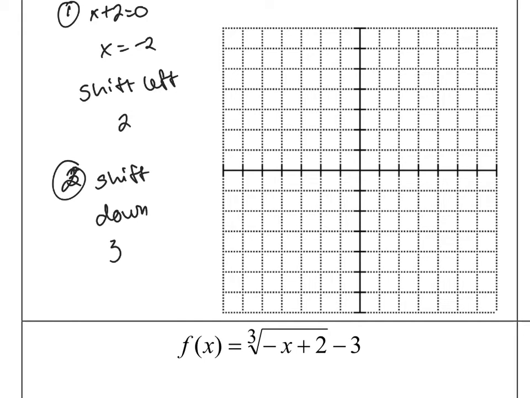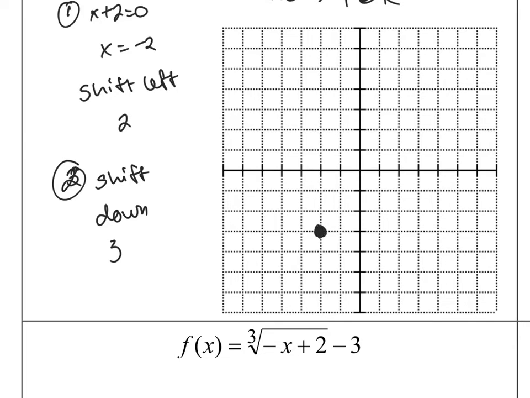Now, if you remember, the standard form of quadratics is (x minus h) squared plus k, with h being the horizontal shift and k being the vertical shift. So we're going to shift left 2 and down 3. So 1, 2, 3. This is now our vertex.